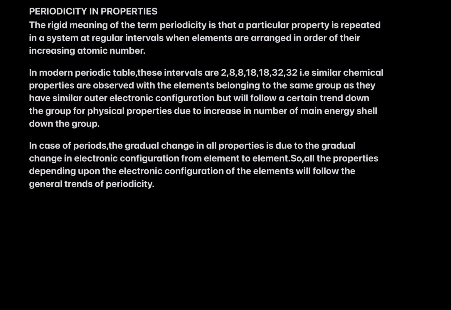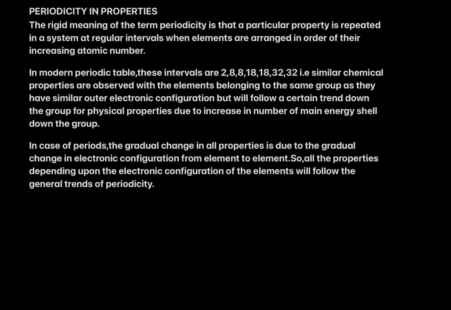Similar chemical properties are observed within the elements belonging to the same group as they have similar outer electronic configuration, but they will follow a certain trend down the group for physical properties due to the increase in the number of main energy shells down the group. So it is saying that the elements which belong to the same group will have similar chemical properties due to the similar outer electronic configuration, but there will be trends in the physical properties down the group, because down the group the number of main energy shells is increasing. So this was just an introduction about the periodicity in the groups.